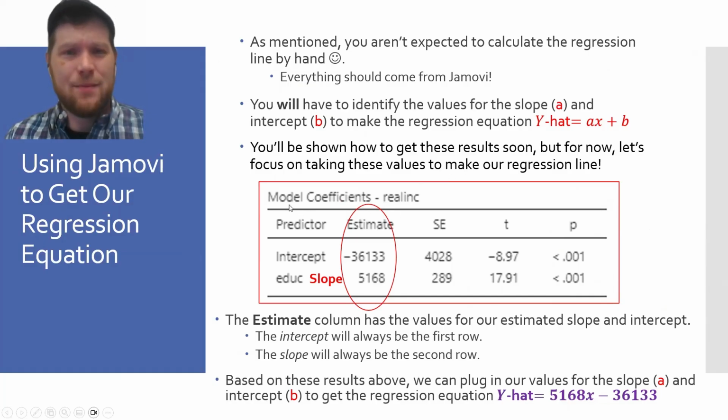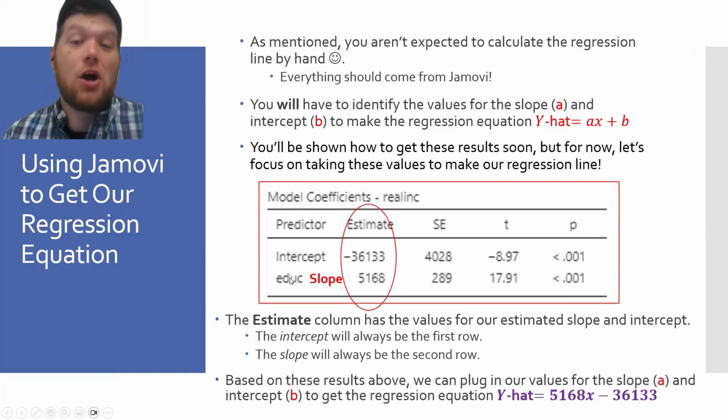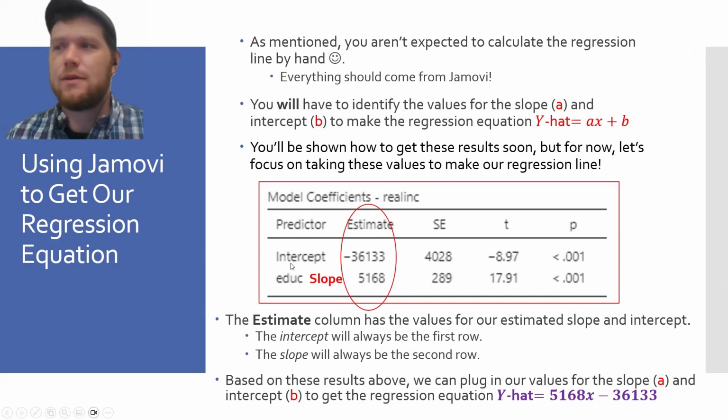So you're going to get this table that says model coefficients, real length, that's our y variable. Predictors, intercept, and this EDOC. It's education, number of years of education. That's actually our slope. The estimate column is going to give you your values for your estimated slope and intercept. The intercept's always going to be that first row, not a shocker. Slope is always going to be the second row in one of these simple linear regression models because it's basically the other one. It's saying, how much should this change?